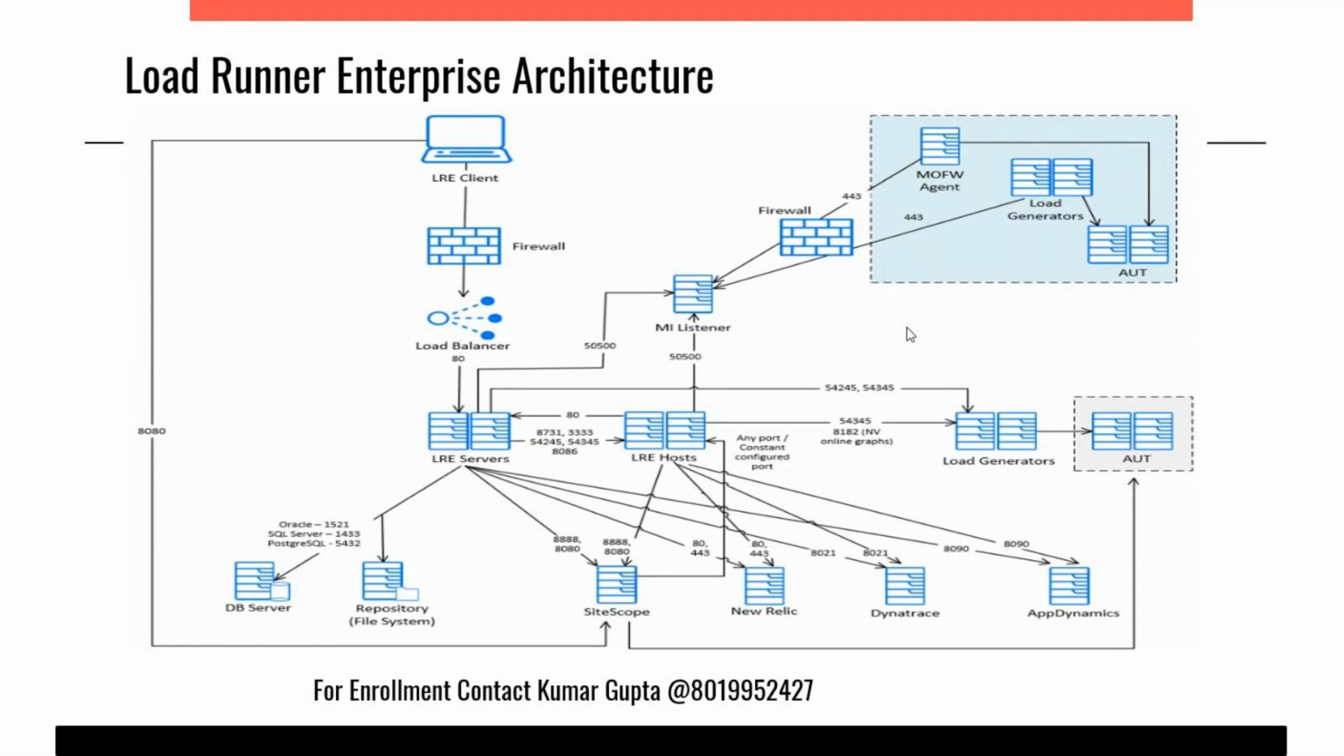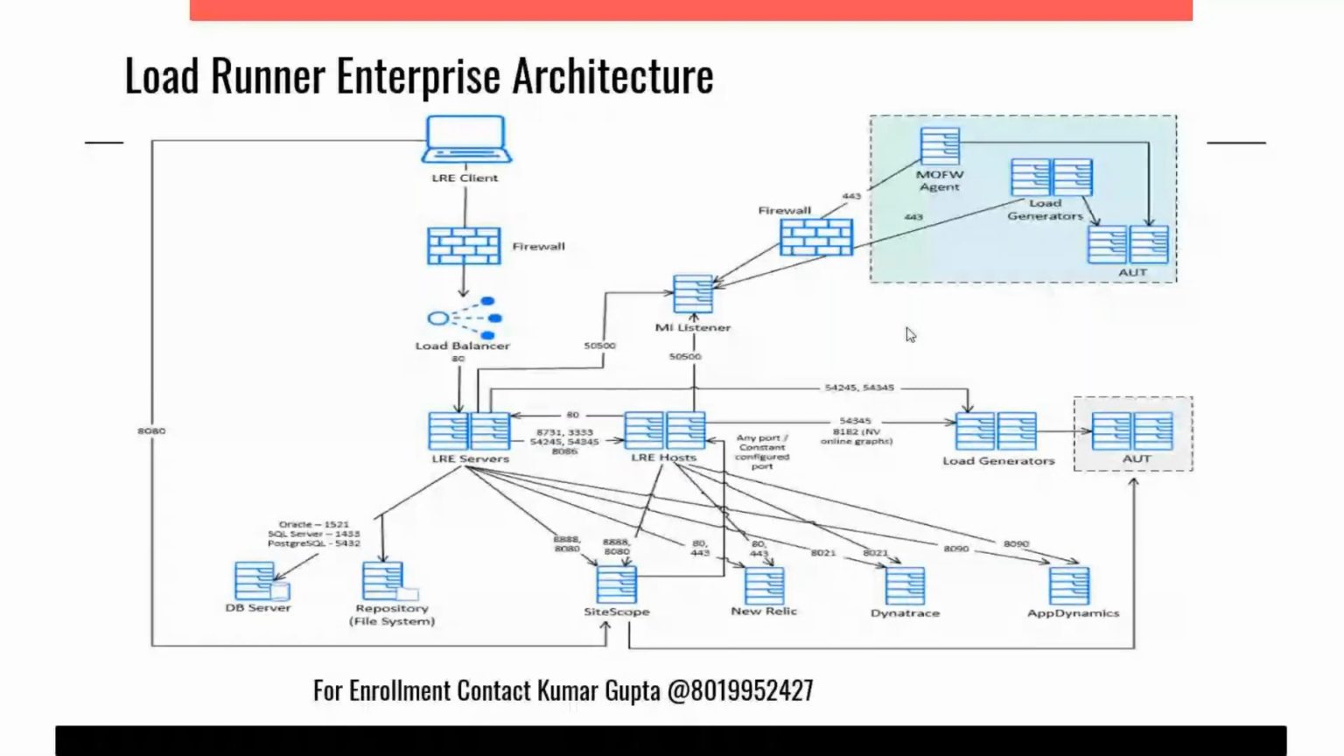Similarly, what is the use of the MI listener, so that it will be clear to everyone. Consider this: your controller is in one network, and your load generator is in another network. In one company itself, you can have many networks. Generally, 70 to 80% of the applications will be in one network, and 20 to 30% internal restricted applications will be in a different network.